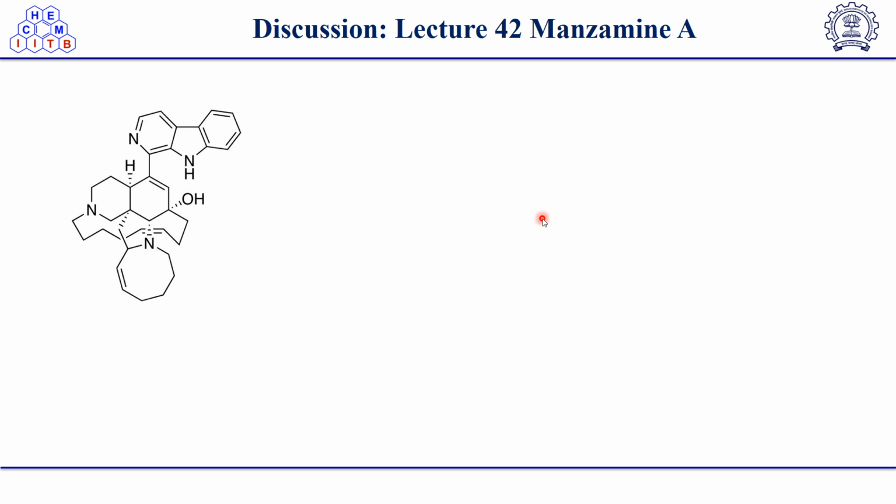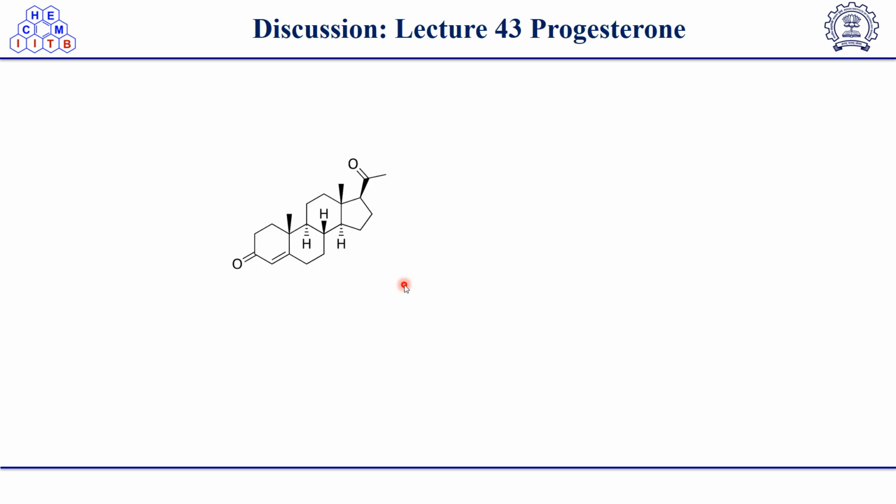So in 1988, Winkler et al. first reported the total synthesis of manzamine A. And in Winkler's total synthesis, the major key reactions were Pictet-Spengler reaction, retro-Mannich reaction, intramolecular Mannich reaction, intramolecular photocycloaddition, and the starting material was the corresponding pyridine derivative and 1,3-butadiene. So that was about the discussion on manzamine A.